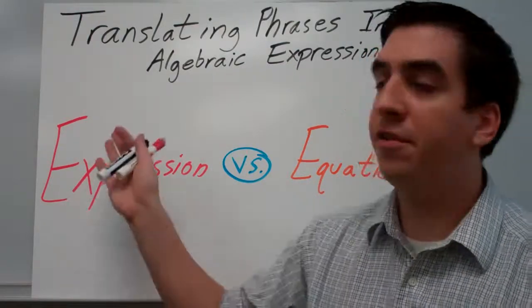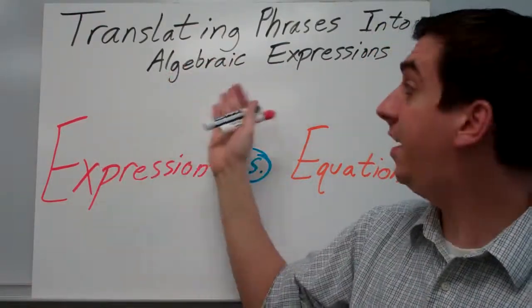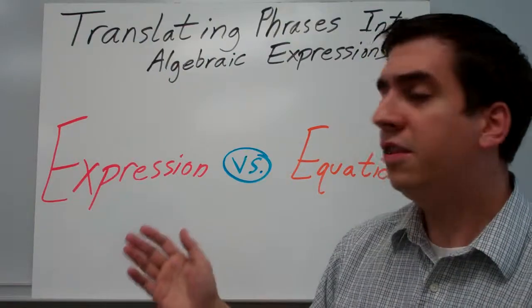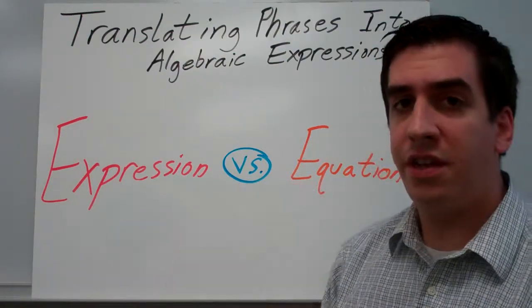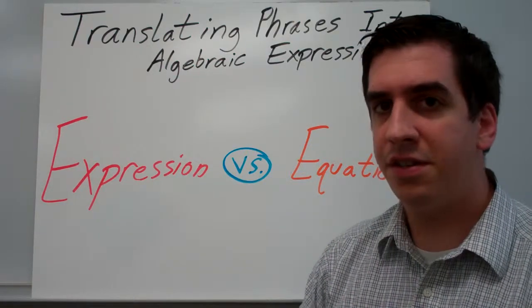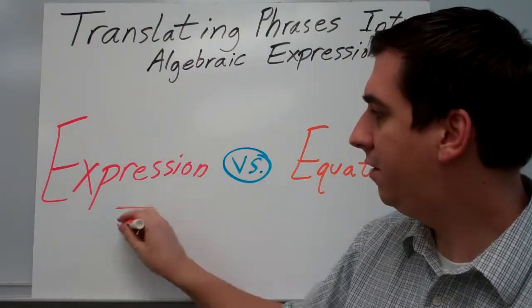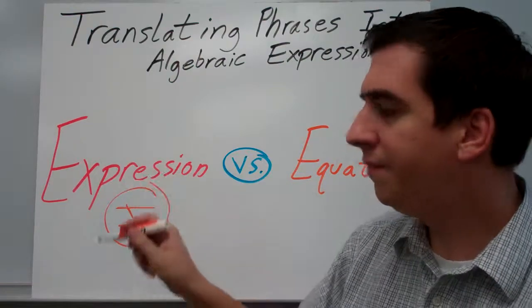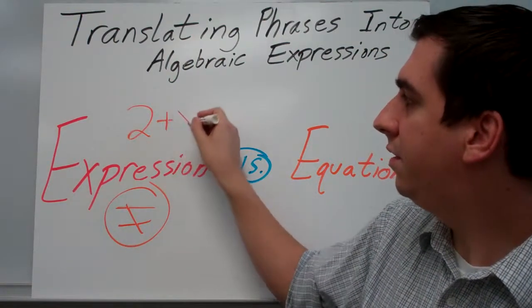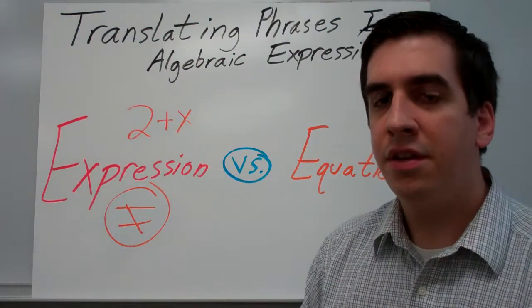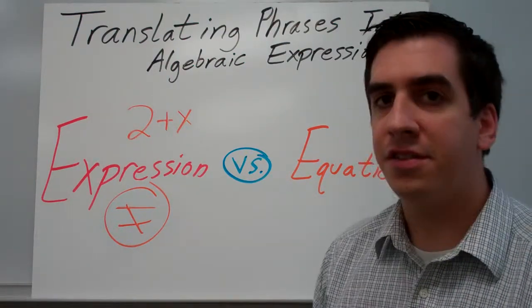Hi math friends, today we're going to be talking about translating phrases into algebraic expressions. The one thing we need to focus on though is an expression versus an equation. An expression does not have an equal sign. No equal signs. So an example of an expression would be 2 plus x. There's no equal sign there, there's nothing to solve.